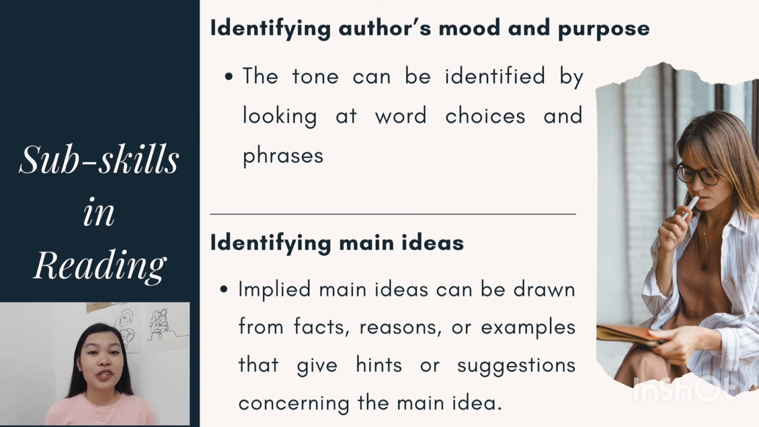Next, the reader should know how to identify main ideas of the text. Main ideas are usually found at the beginning or at the end of paragraphs, but sometimes they are not always clearly stated. So it is important to know that implied main ideas can be drawn from facts, reasons, or examples that give hints or suggestions concerning the main idea.